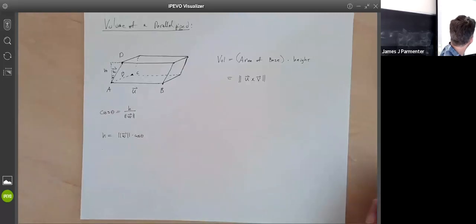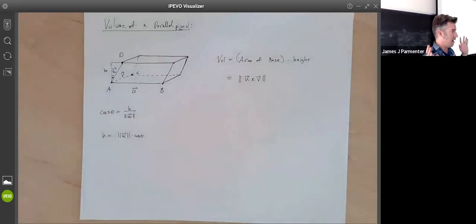Is it bent? It's slanty. Yeah, it's not straight up and down. Sorry. That's fine.